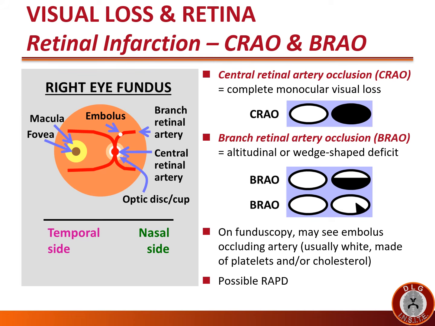The only way to get an altitudinal defect, where in other words you have complete loss of vision on both sides below a certain line or above a certain line, is retinal ischemia, because the retinal artery, strangely enough, bifurcates up and down, a superior branch, inferior branch, not left and right. Left and right deficits are more often from the brain. Up and down deficits, more likely retinal artery itself. On fundoscopy, you may see the embolus occluding the artery. It often appears white, made of either platelet, clot, or cholesterol. And these patients often have a relative afferent pupillary defect.